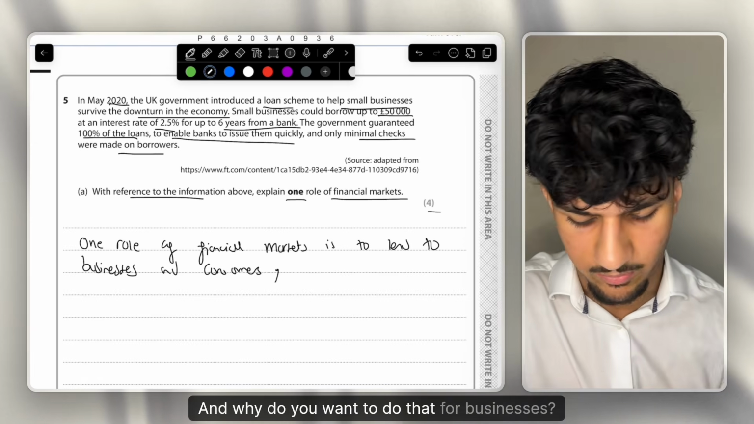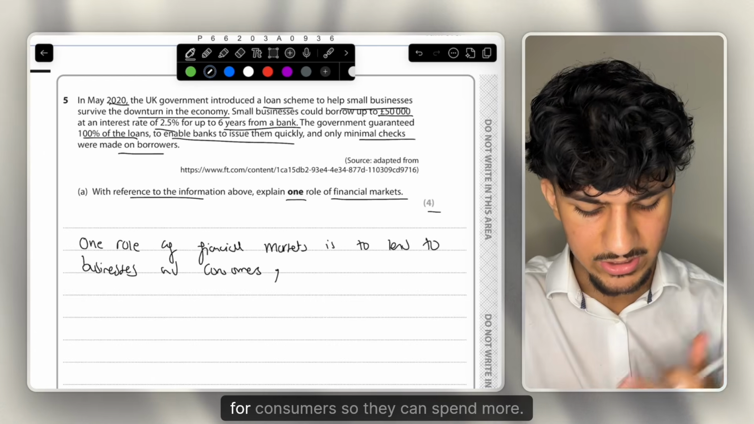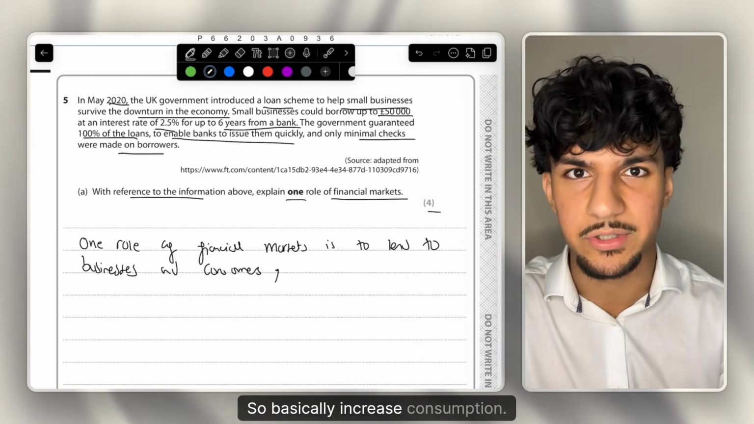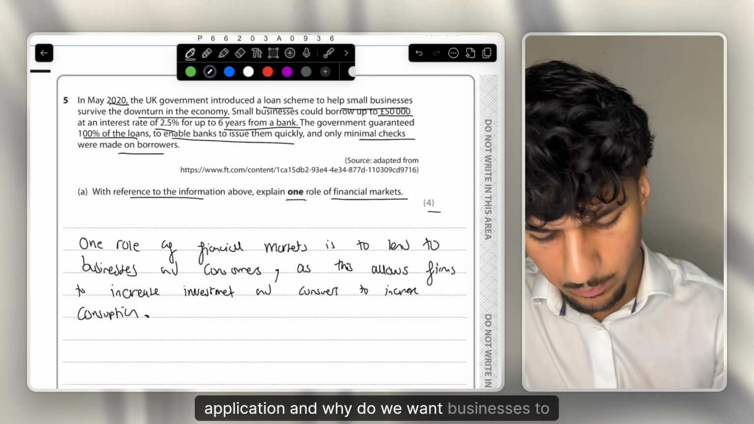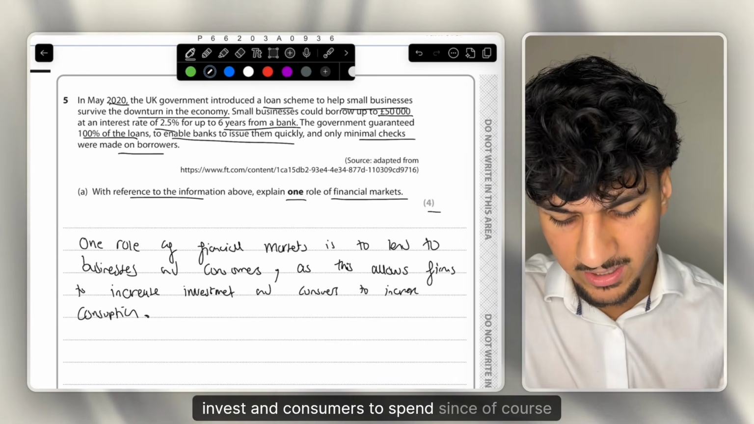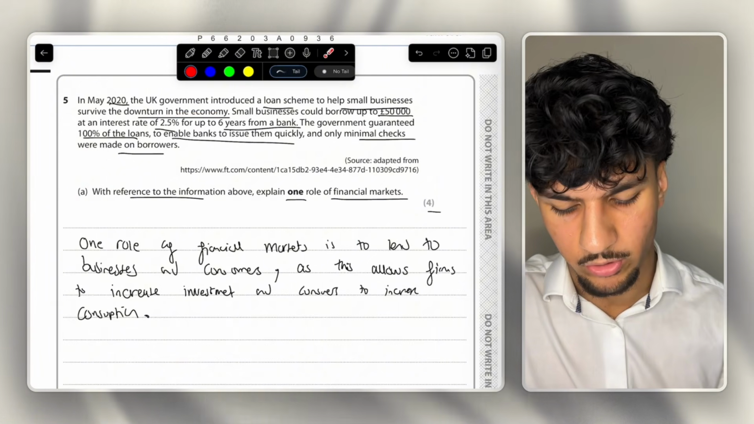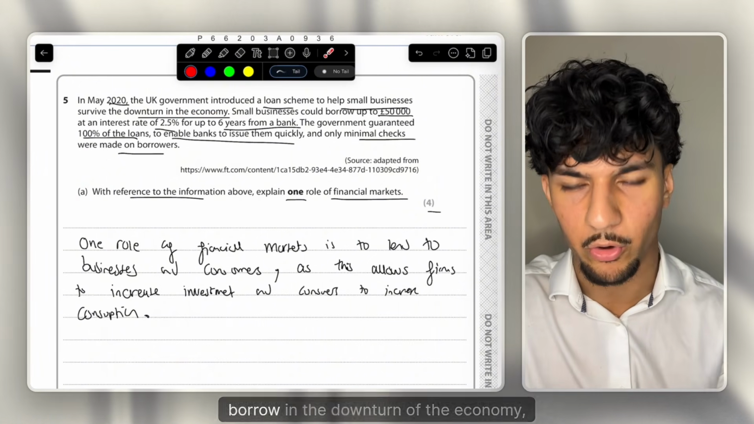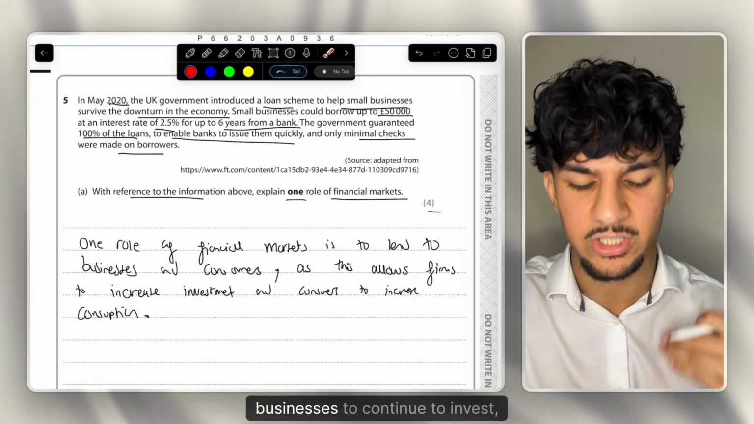And why do we want to do that? For businesses, we want to allow them to increase investment, and for consumers, so they can spend more, so basically increase consumption. And with this stimulus, it's given us a lot of application. Why do we want businesses to invest and consumers to spend? Since what's mentioned here is there's a downturn in the economy. So they made it easier for businesses to borrow in the downturn, which makes a lot of sense, since we want businesses to continue to invest.